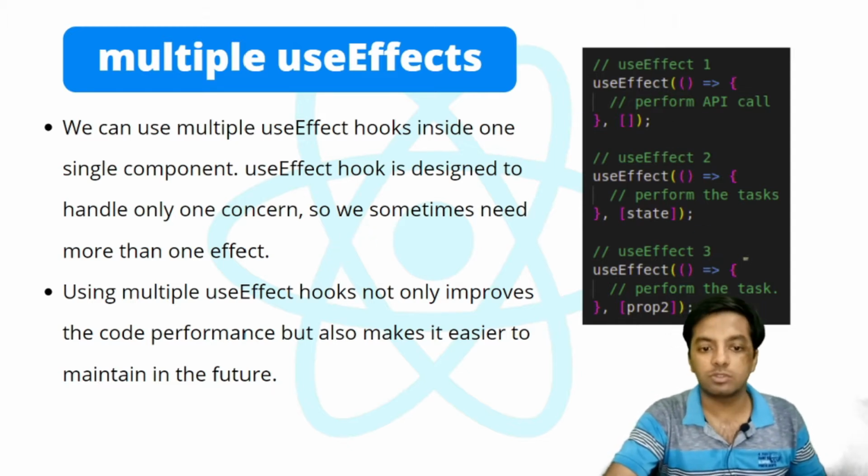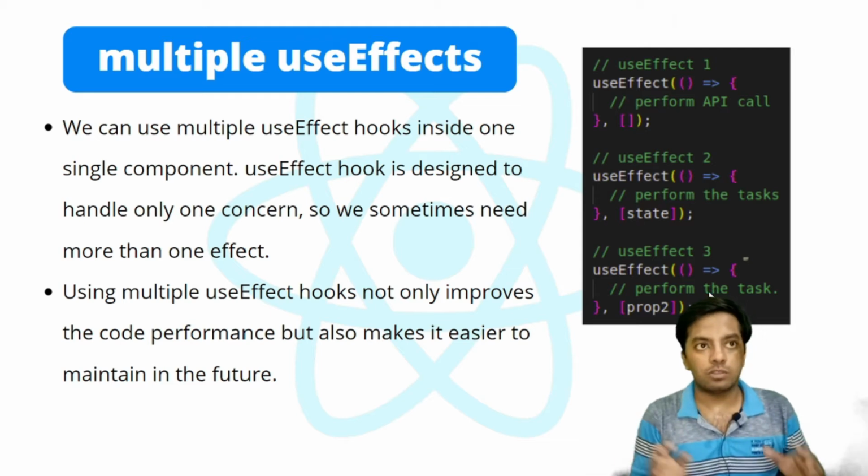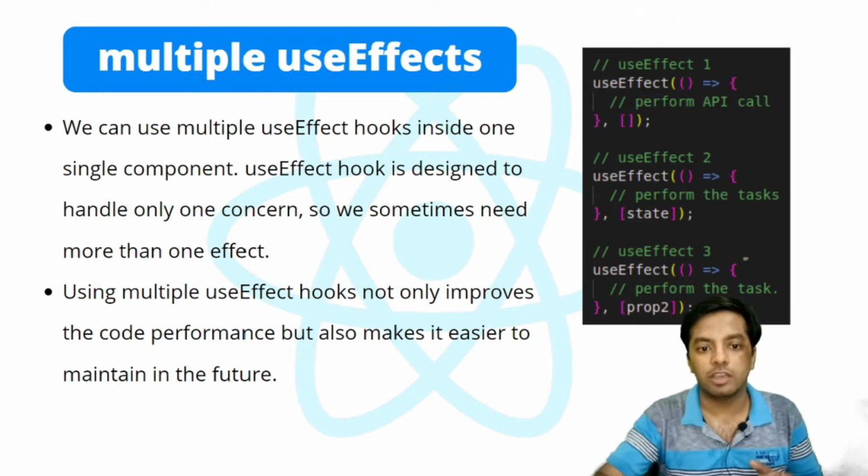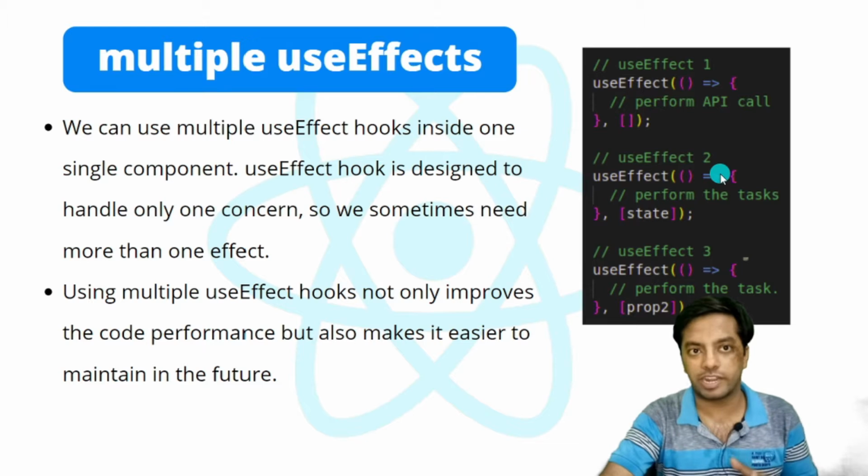See here, we have used three different useEffects. Things might happen that based on different values, different props, different states, we want different actions to be performed. We can't do that inside a single useEffect. So we can use multiple useEffect hooks for that and pass the dependency array.